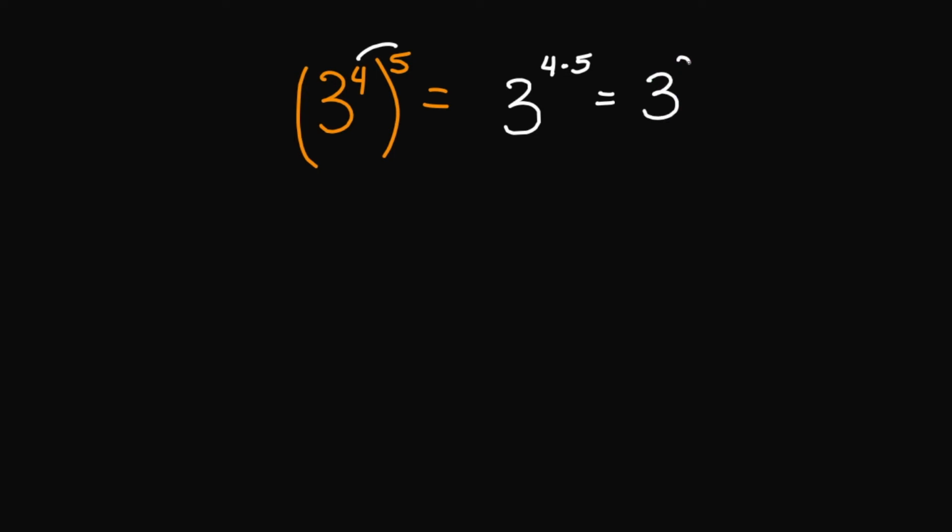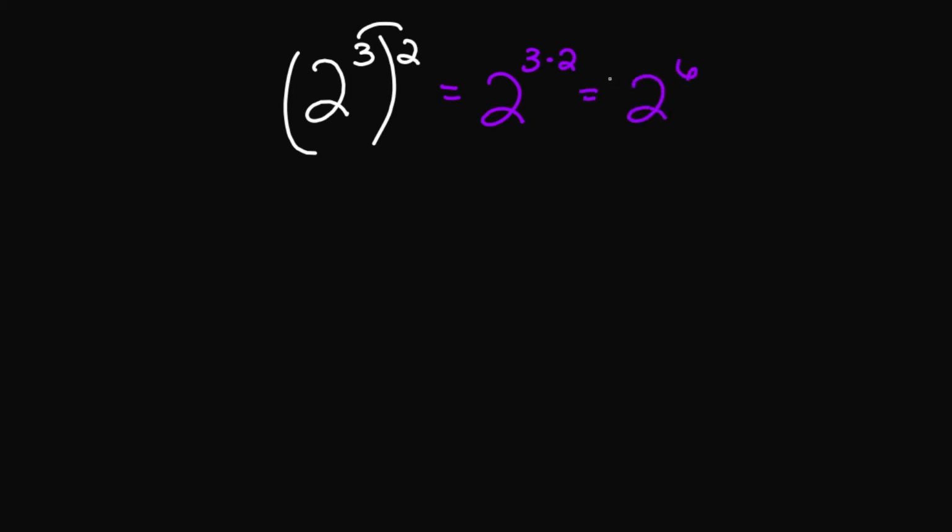What about 3 to the 4th, all raised to the 5th power? If I have a power raised to a power, I'm going to multiply my exponents. So this is going to turn into 3, 4 times 5. And 4 times 5 is 20. So this is going to turn into 3 to the 20th power.